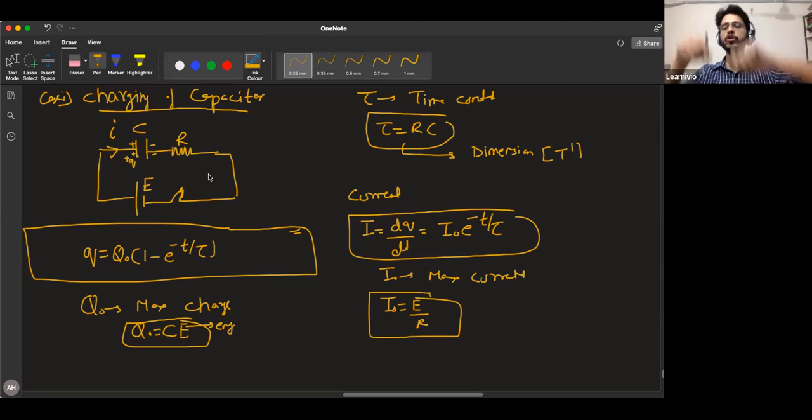So when you close the key, the capacitor starts charging, and the charge on the capacitor keeps on increasing. This is the equation of charging. And the current in the circuit decreases. When the capacitor gets fully charged, it will not withdraw any charge from the cell, so the current in the circuit will be zero. Initially the current is very high, then it starts decreasing, and this is the equation of that decreasing current.